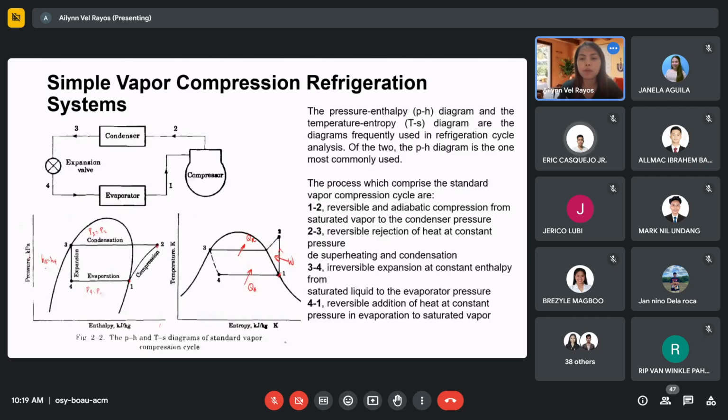So one of the key components that you'll be dealing with in this simple vapor compression cycle is to get the enthalpy of each of the 4 points. Okay?